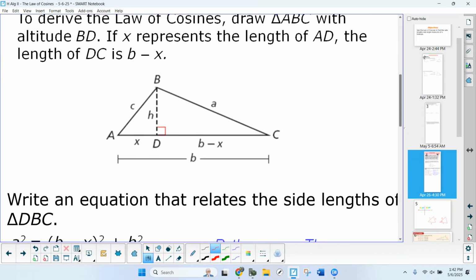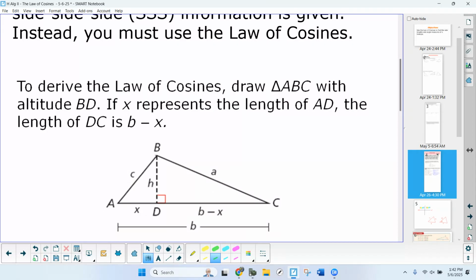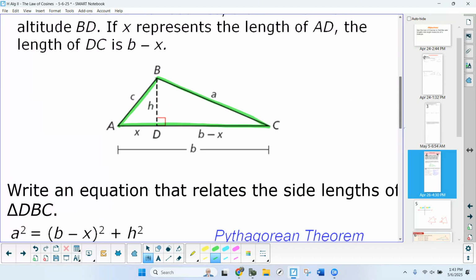So if I look at my big triangle, okay? So here's my big triangle, A, B, C. So there's my big triangle. So opposite of angle A is length a. Opposite of angle C is length c, and opposite of angle B is side b. So this whole length is side b.